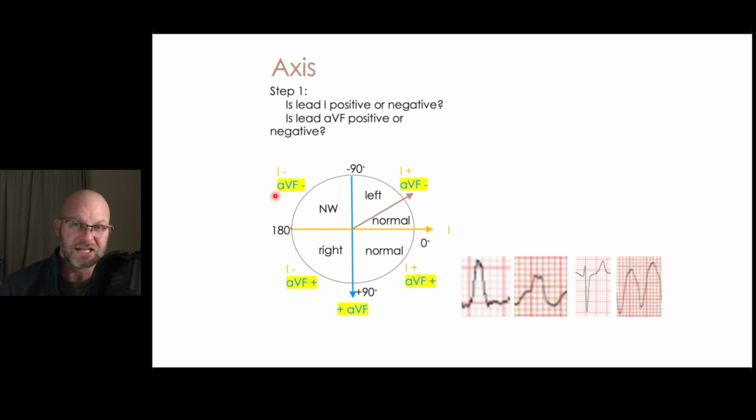Anytime energy is heading towards a lead, that's the interrogating lead. So let's say lead one. Anytime energy is heading towards that left shoulder, you're going to get a stronger upstroke. If it's going away from that shoulder, you're going to get a downstroke on that EKG. So these four examples here show some of the clear examples and some of the questionable examples that you have to decide between.